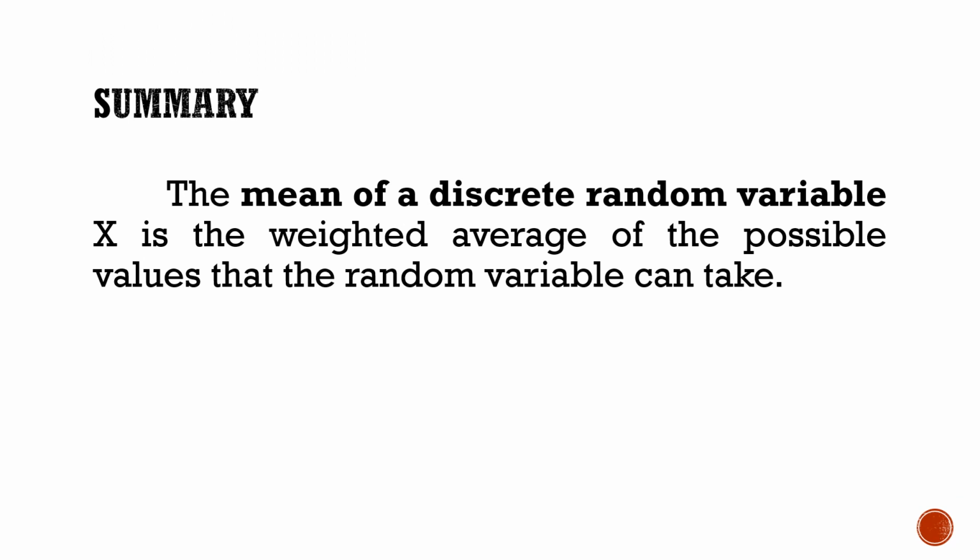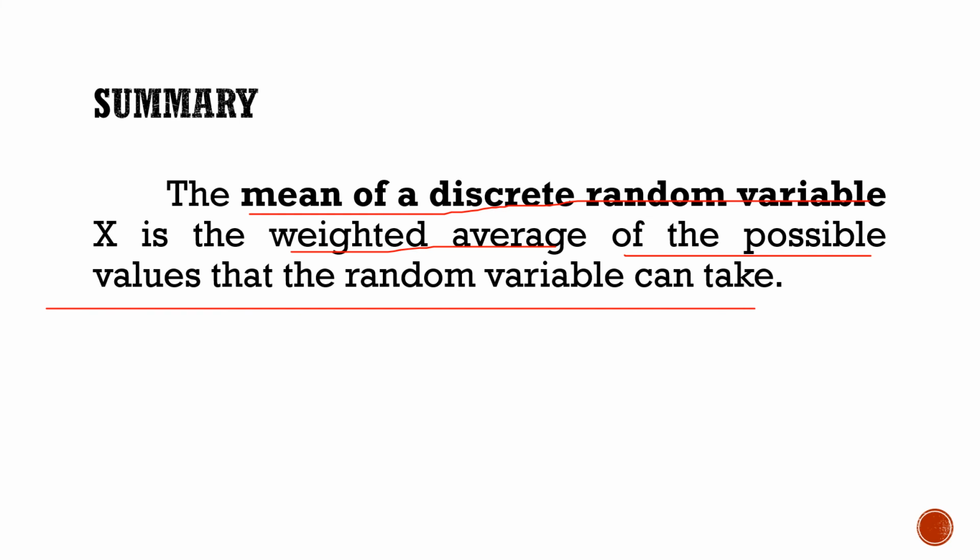So for the summary, the mean of a discrete random variable x is the weighted average of the possible values that the random variable can take. So if you're asked to find the value of the mean of a discrete random variable, you're asked also to find the value of the weighted average or your point average, because whatever the value of your point average, that will be equal to your weighted average and to the mean of a discrete random variable x.